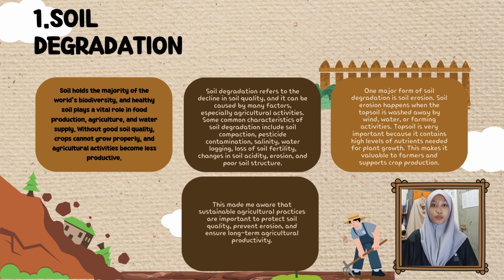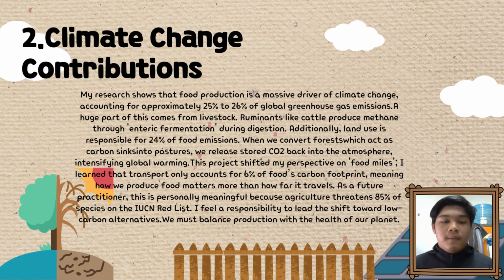Soil erosion happens when the topsoil is washed away by wind, water, or farming activities. Topsoil is very important because it contains high levels of nutrients needed for plant growth. This makes me aware that sustainable agricultural practices are important to protect soil quality, prevent erosion, and ensure long-term agricultural productivity. Everyone, today I'm reflecting on the environmental footprint of the agriculture industry.